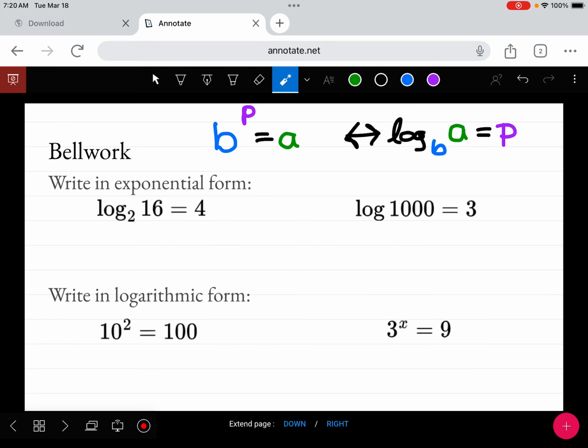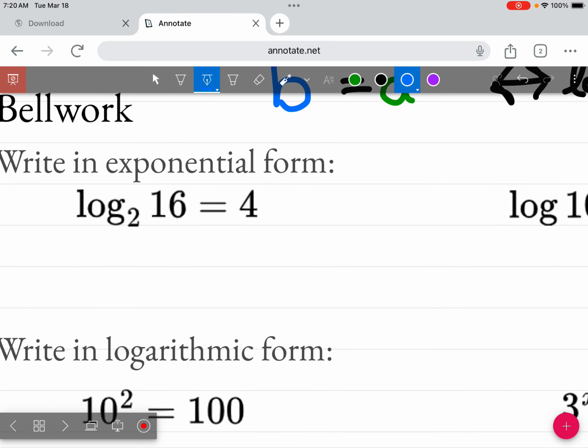It currently looks like this. I want it to look like this. Where are we going to start? The 2, because my 2 is that base. And then we're going to have our 4, because that's going to be our power. And that's going to equal 16, our argument.